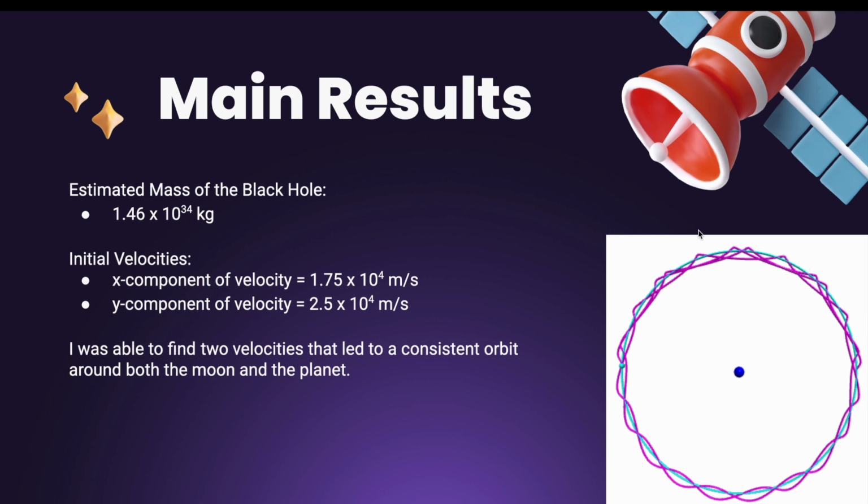If we continue to run the code, the pink path will continue, and the spaceship will continue to orbit around the moon as it goes around the planet. This was mostly found through trial and error. We'll discuss all that later on. But yeah, I'm really pleased with how it came out.